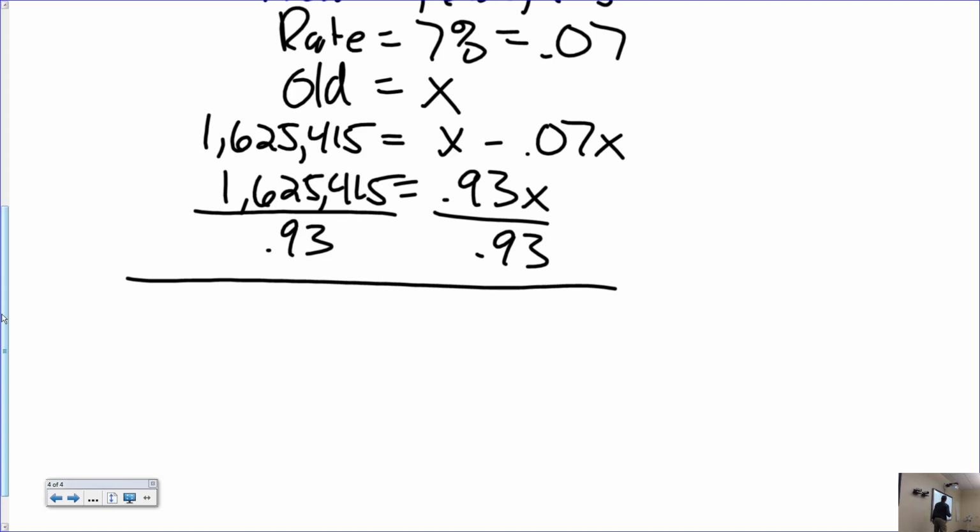Or whatever. So when you take 1,625,415 divided by 0.93, what do we wind up getting?